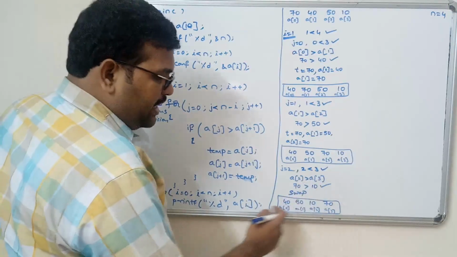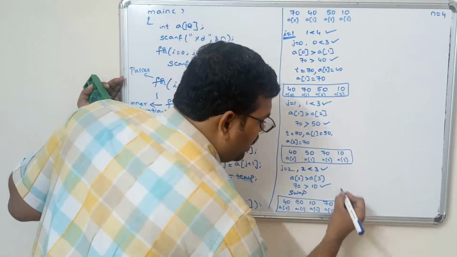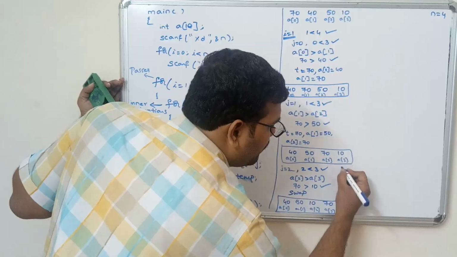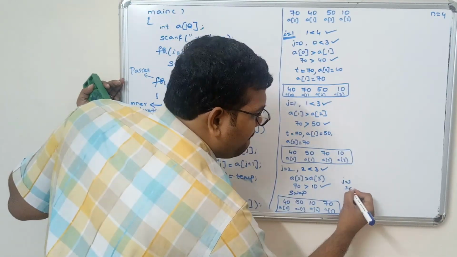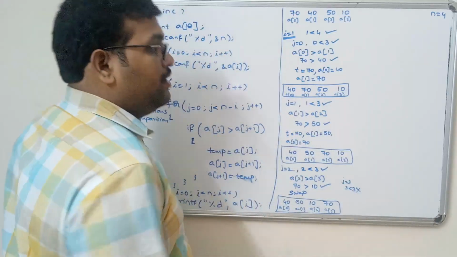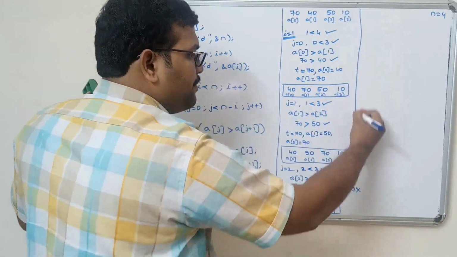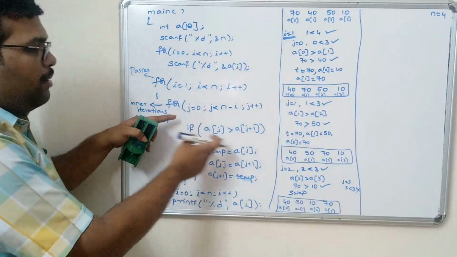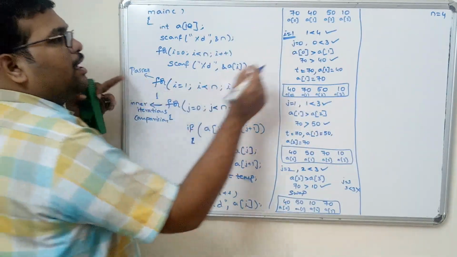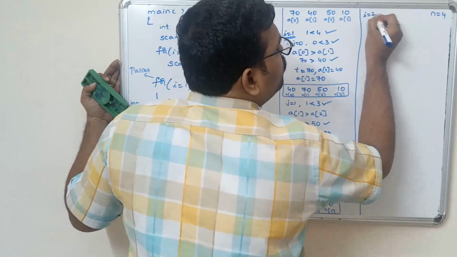Now again j will be incremented. So now j is equal to 3. If j is equal to 3, 3 less than 3, the condition fails. So automatically the control will come out from the loop. Now i will be incremented. i is equal to 2.